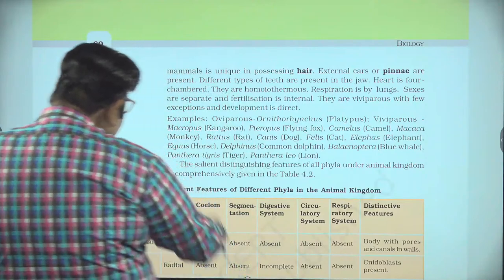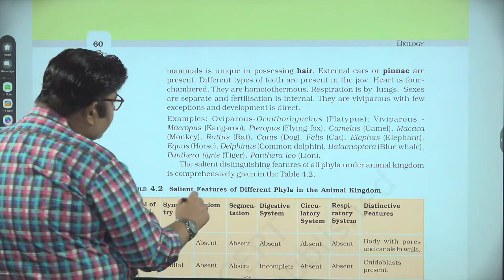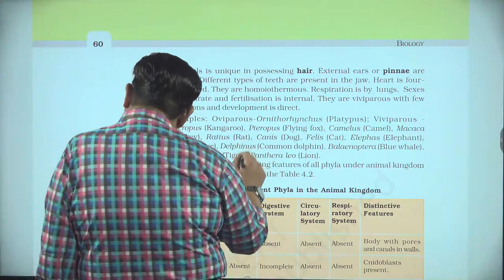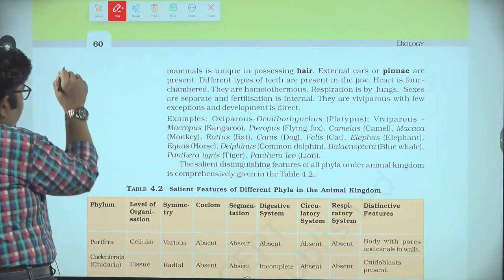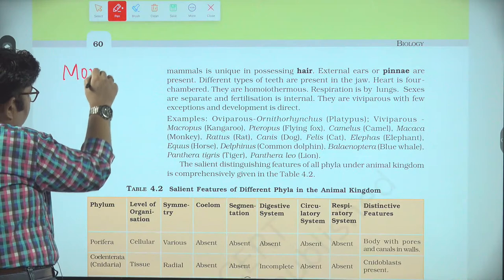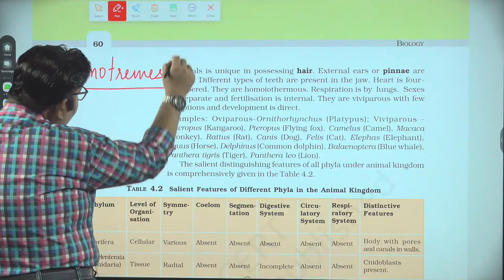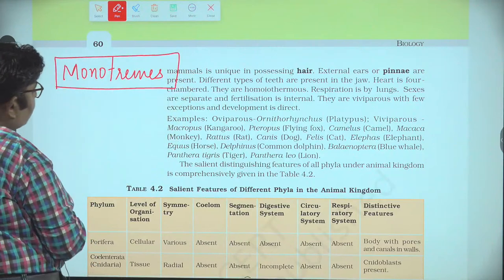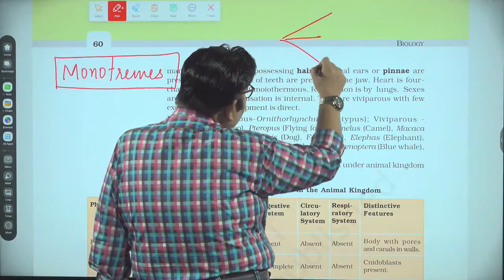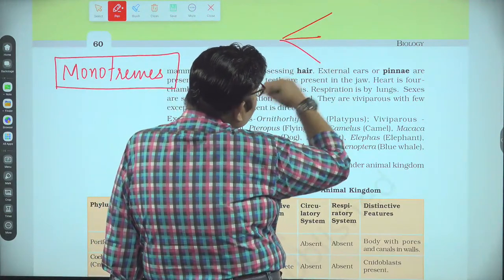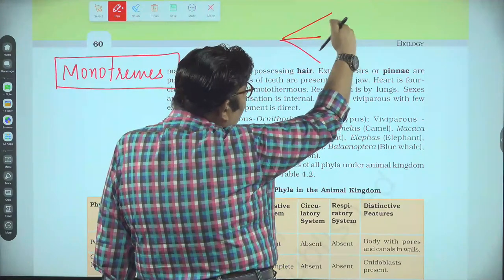And now let me just take these examples. Oviparous, the egg-laying mammals or oviparous mammals. Bacha, just learn one term here. They are also known as monotremes. Beta, just remember, monotremes. So a word for oviparous mammals, we can call them monotremes. Actually, mammals can be divided into three categories, and the first evolved mammals are the monotremes only.